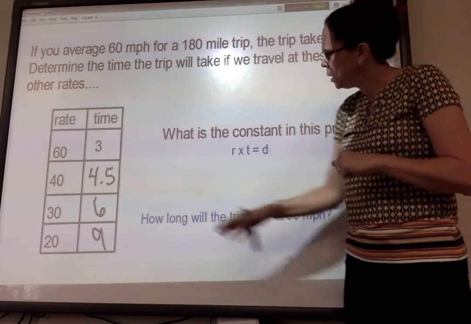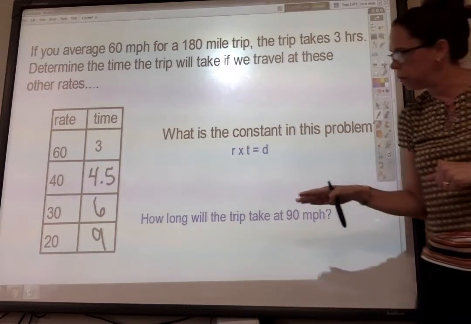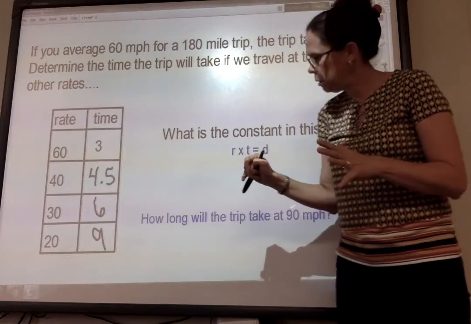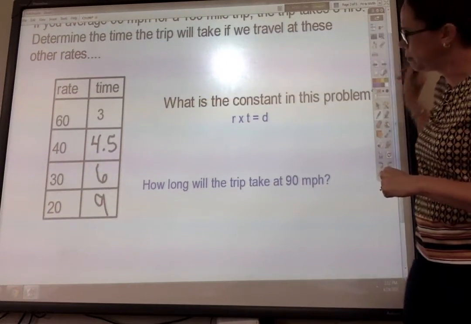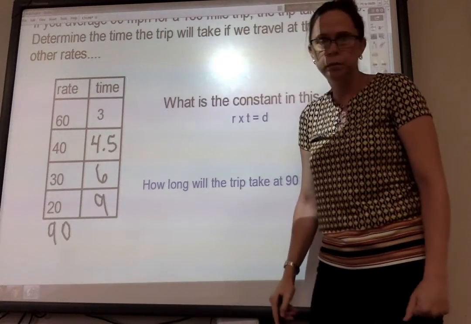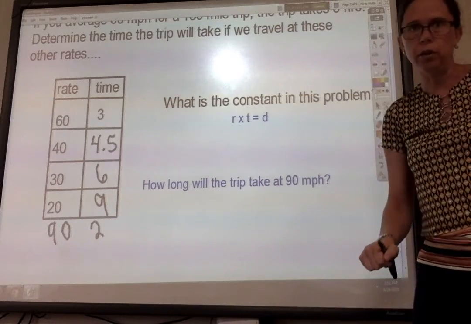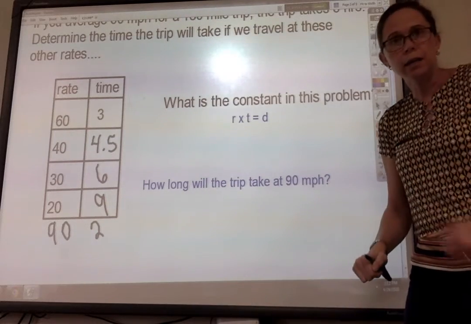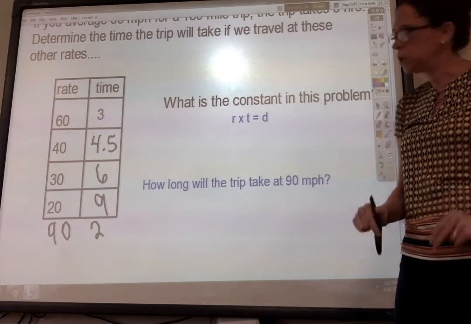If we're thinking about this, how long will the trip take at 90 miles an hour? Please don't go 90 miles an hour, but if for some reason you were thinking about how long a trip would take at 90 miles an hour, how long would it take? 2 hours, just giving us another value. On the next slide, we're going to graph these values and look at the graph of an inverse relationship.